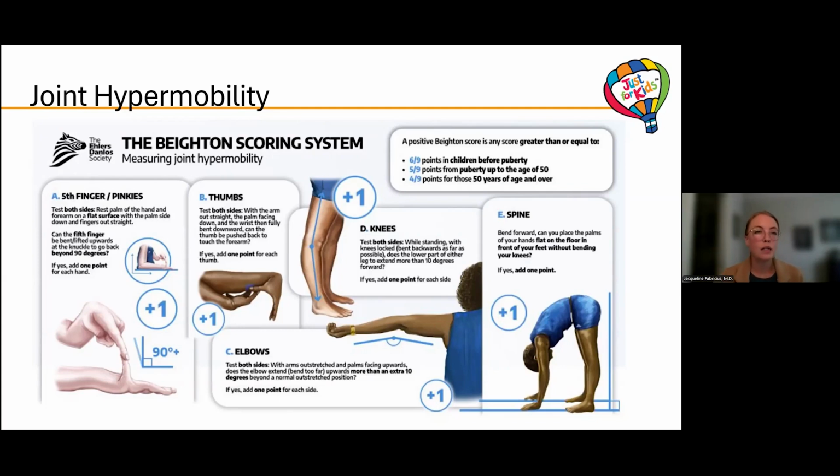Okay. In children and adolescents, a score of 6 is required for this to be positive and for them to be considered to have generalized joint hypermobility.